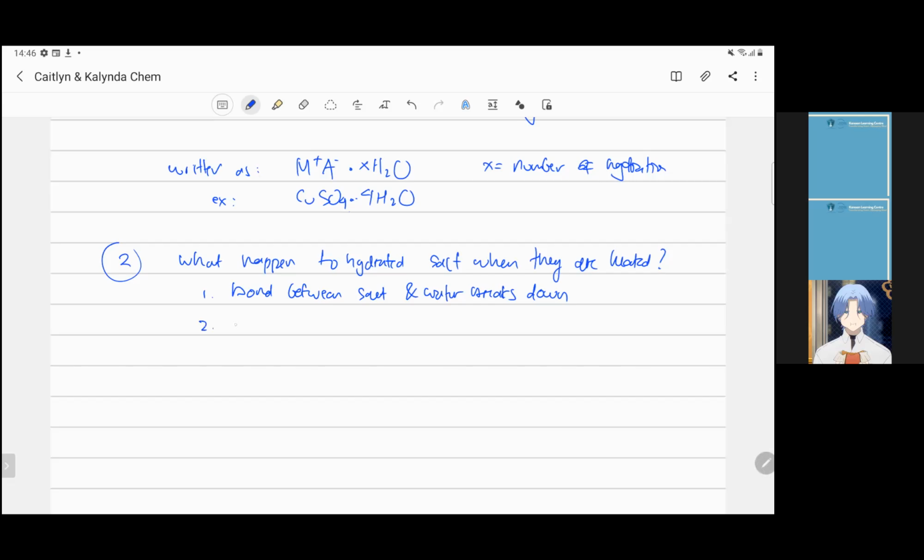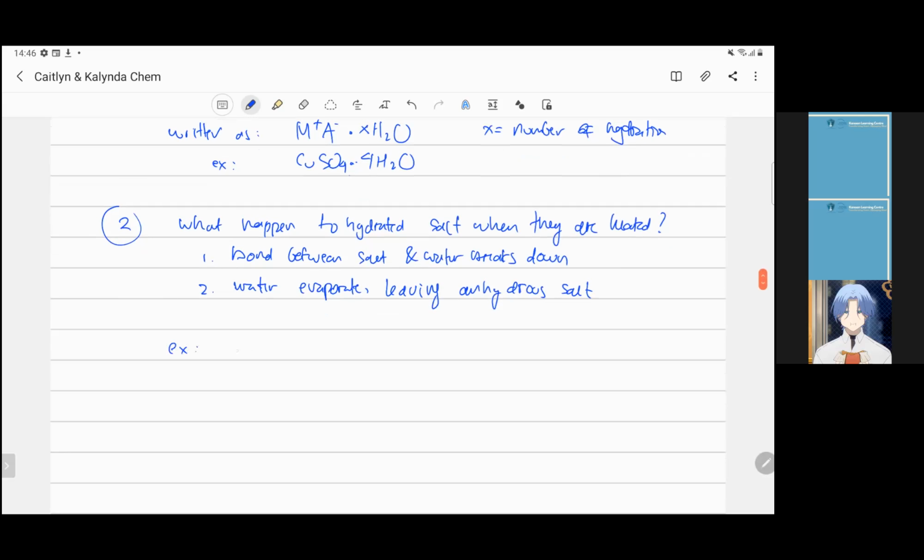And then after that, the water is going to evaporate, leaving what we call anhydrous salt. Okay, that's it. I repeat. What happens is the bond is going to break down, the water evaporates, becoming a gas. And then we're going to see the gas leave, and the salt become anhydrous.